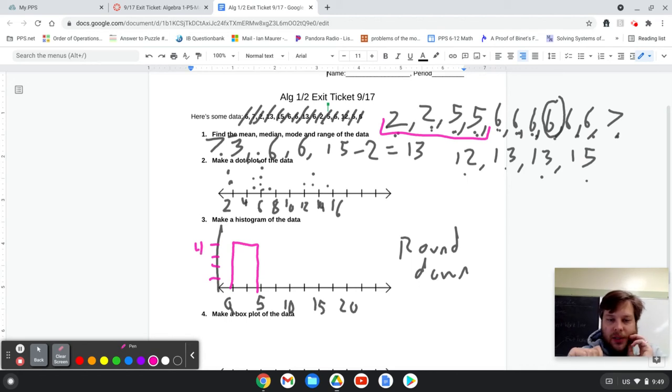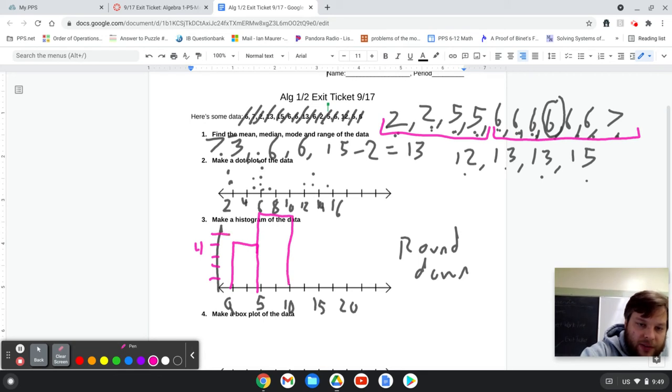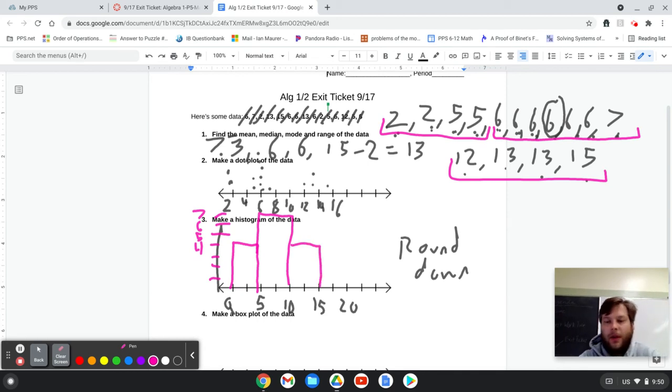Then I count how many numbers are in between 5 and 10. All of these numbers here are in between 5 and 10. There are 7 of them. So my 5 and 10 rectangle will be the tallest one. So 5, 6, 7. Then I count how many numbers are in between 10 and 15. Remember, I'm rounding down. So I have 1, 2, 3, 4. There we go. If I chose to round it up, my histogram would look different.